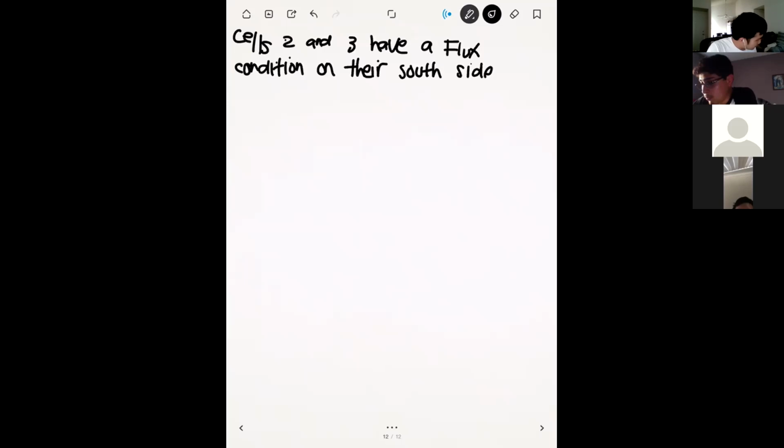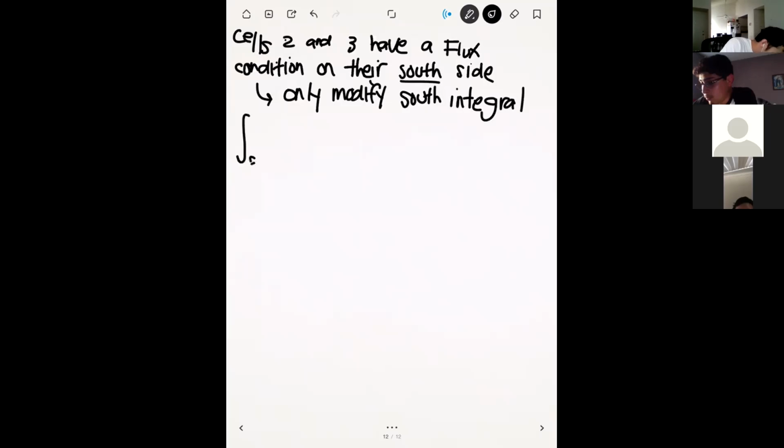Okay. And so just like we talked about before, since the flux condition is only on its south side, the only integral that we're going to modify is the south one. So the south integral is given by this.